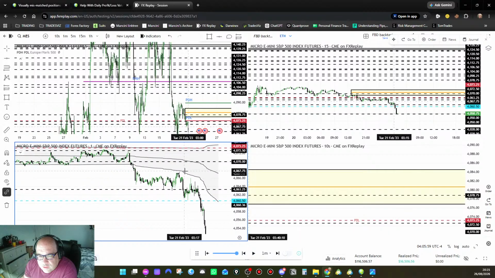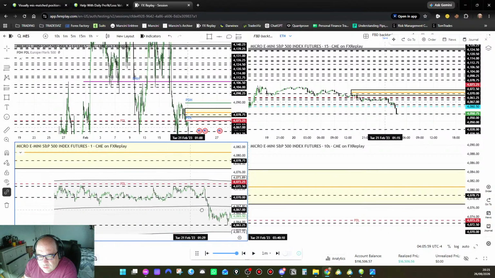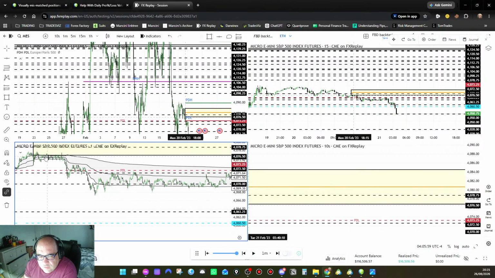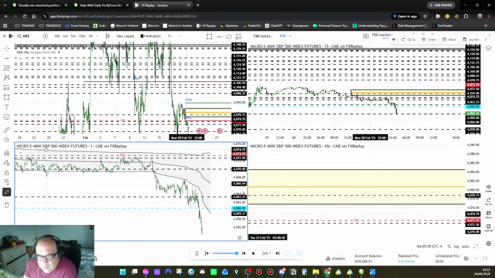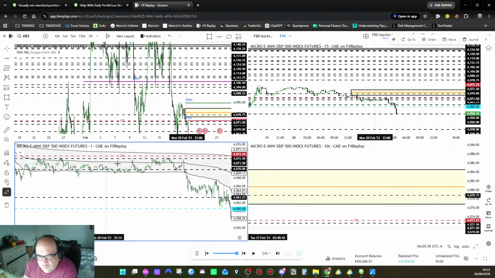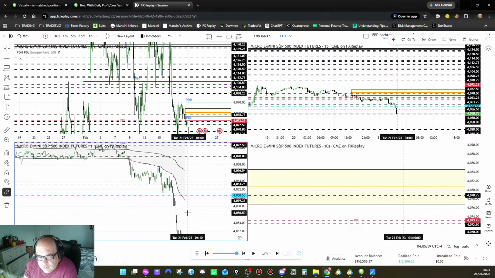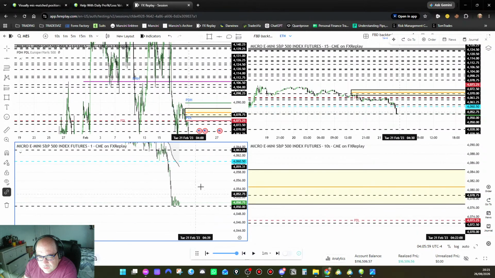You can see here, here's the previous DVA low. We can see here the opening. We just backtested it. And we just move lower, below the previous day low. You see, we never recovered the previous DVA low. And then we just collapsed.